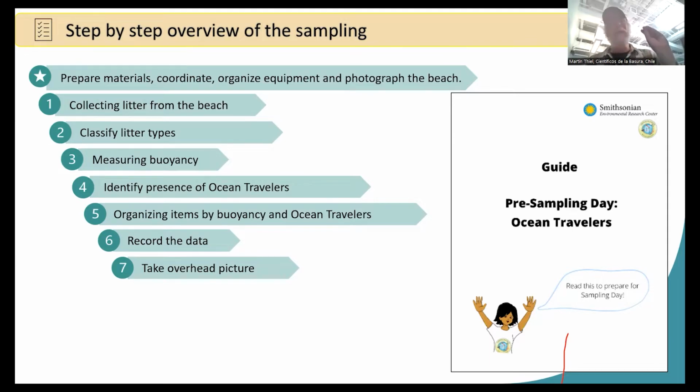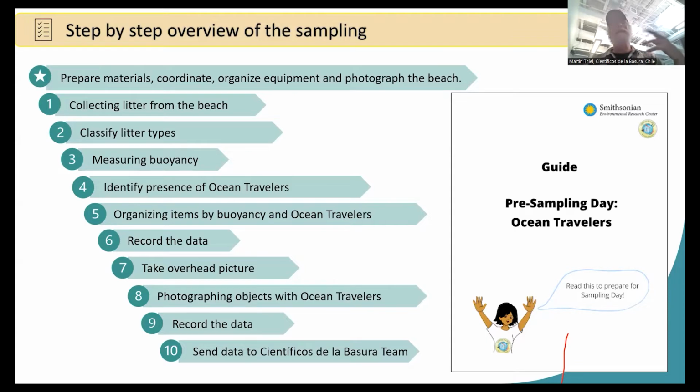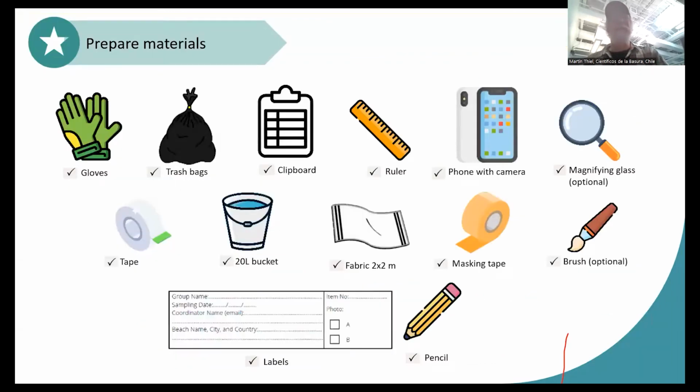Those items that do float and that have organisms growing on them, these ocean travelers, we then take more detailed pictures of these organisms. And we, of course, also record the data. And at the end, the only thing that is left is to send the data and the images to the coordinating team that will do the data validation and also the evaluation of the information.